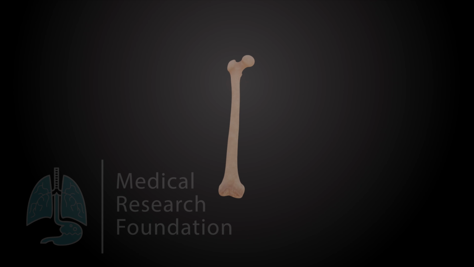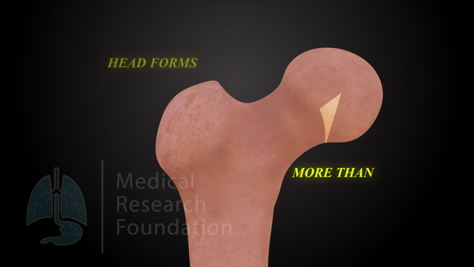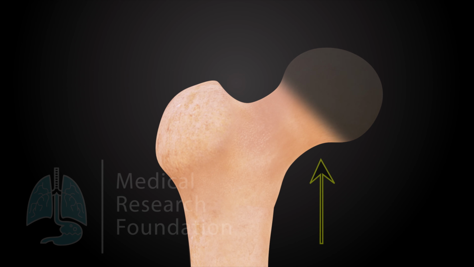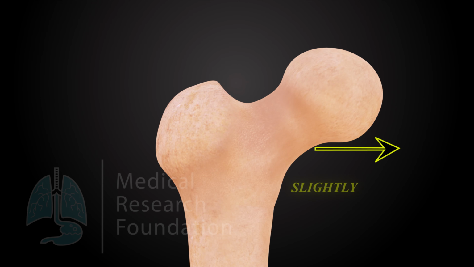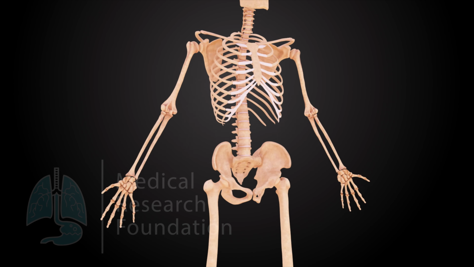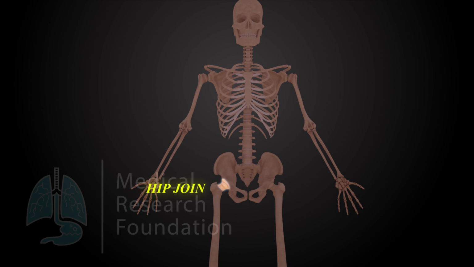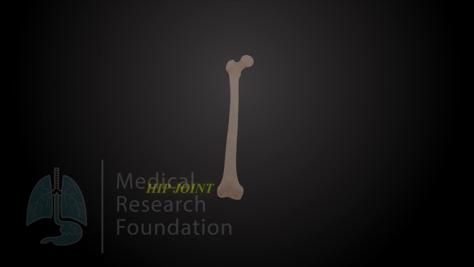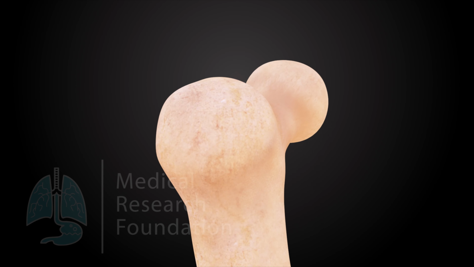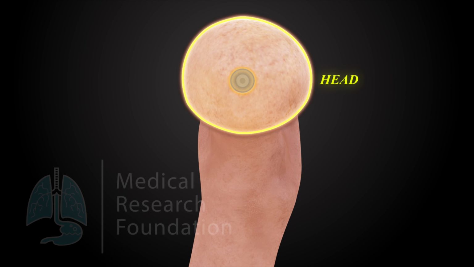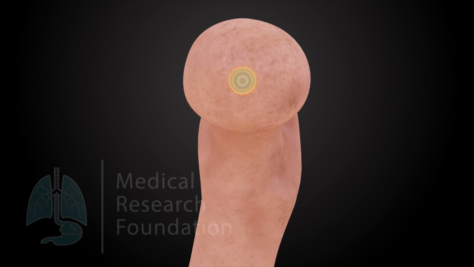Head. The head forms more than half a sphere and is directed medially, upwards, and slightly forwards. It articulates with the acetabulum to form the hip joint. A roughened pit is situated just below and behind the center of the head. This pit is called the fovea.